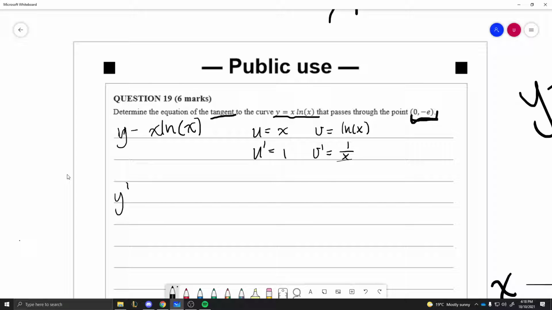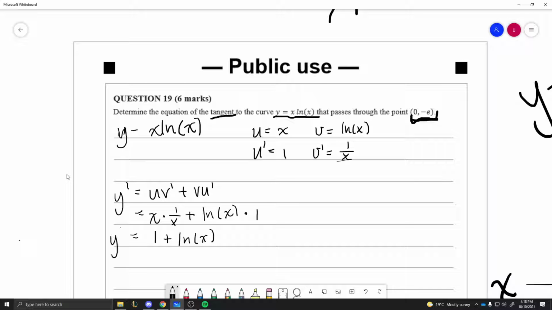Your y dash is going to be uv dash plus vu dash, so it's going to be x multiplied by 1 over x plus v, ln of x, times 1. The x will come up to the top and cancel and equal 1, so this is going to equal 1 plus ln of x times 1.